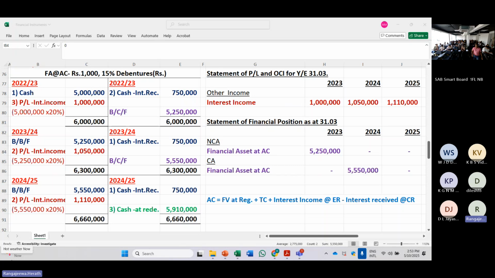So that's why every year the interest received is 750. That won't change. So amortized cost equals fair value at recognition plus transaction cost, plus interest income added, minus interest received.